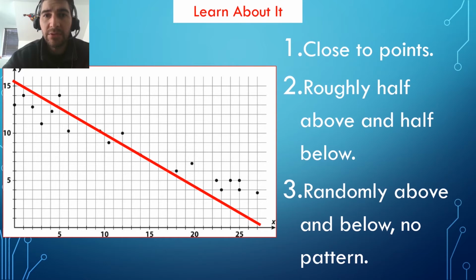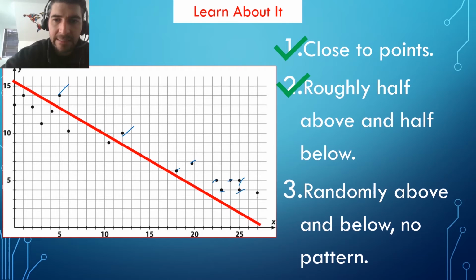So thinking of those three requirements for a good trend line, this trend line is close to all of the points, has roughly half of the points above and half of the points below. And to illustrate that point, I'm going to go ahead and count some of these. So this point is above 1, 2, 3, 4, 5, 6, 7, 8, 9, 10. And then we'll check out some of the points that are below in a different color. So here I have 1, 2, 3, 4, 5, 6, 7. So 10 above the line, 10 below, or 7 below the line.